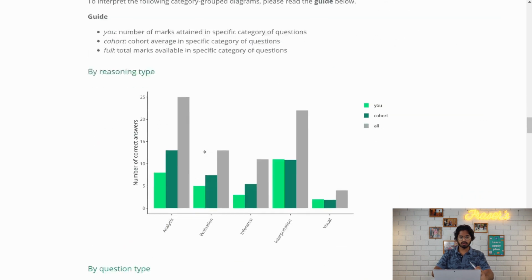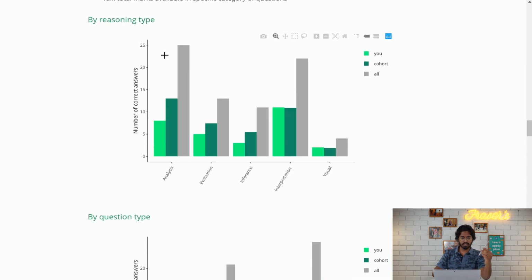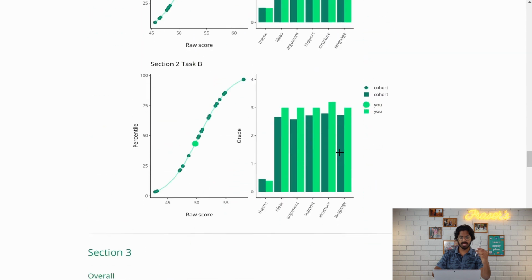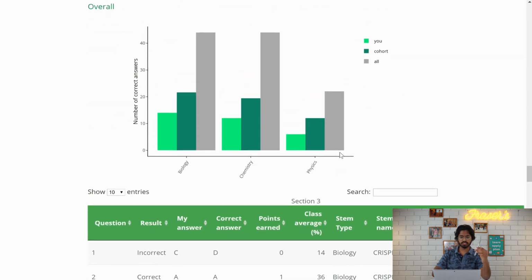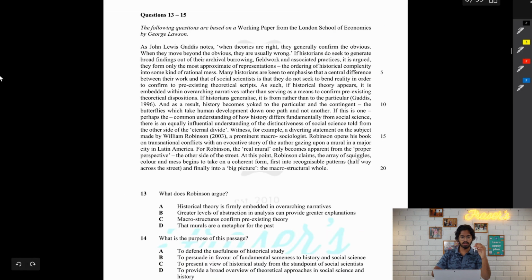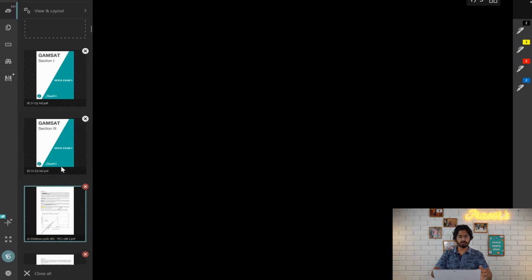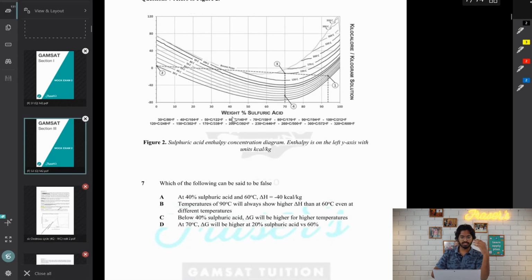Same story with section 3. You have a look at the reasoning types, what are your strengths, what are your weaknesses, and then once you've done the questions, you'll know how to go about actually improving, right? So over here we have a sample section 3 question. We take a look at it.